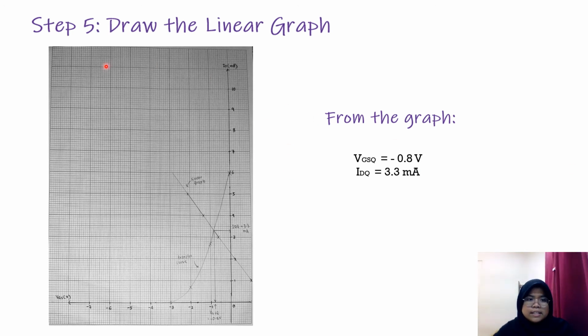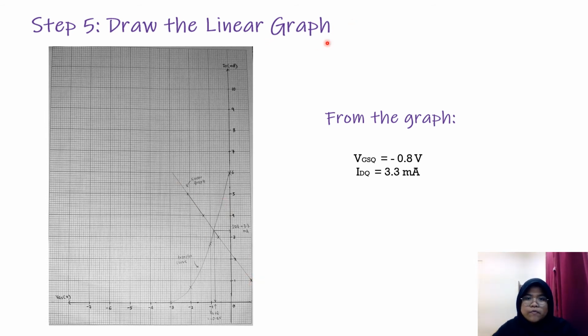So for the step 5 is to draw the linear graph. So based on the graph before, just plot the linear graph at the graph based on the table before that we calculate between VGS and ID. So the linear graph will become like this.